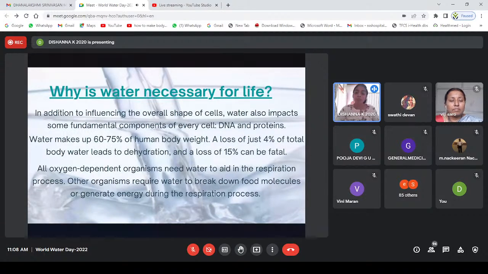All oxygen-dependent organisms need water to aid in the respiration process. As we've discussed, water is needed. As water is an essential component of blood, the carbon dioxide and oxygen have to be dissolved in blood to be able to be transported to the lungs. Other organisms also require water to break down food molecules or generate energy during the respiration process.